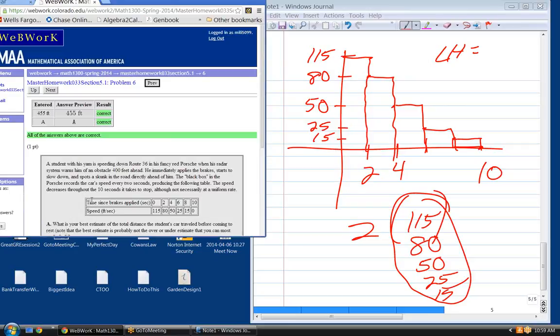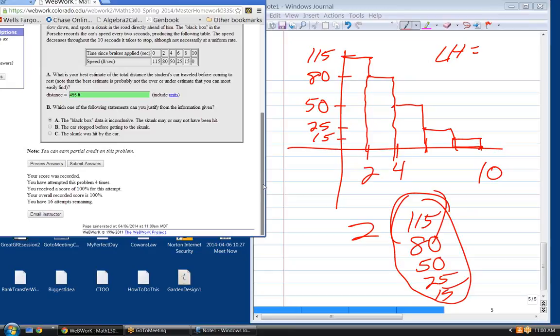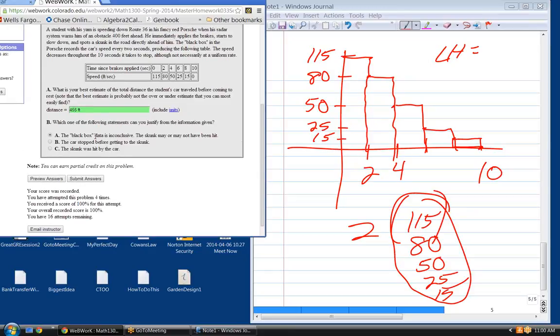I mean, if you get 20 tries. All right. I hate that answer. First of all, the black box data is inconclusive. That's not a conclusion you can come to. That makes no sense. You could maybe say the skunk may or may not be hit, but they've screwed up somewhere on this.